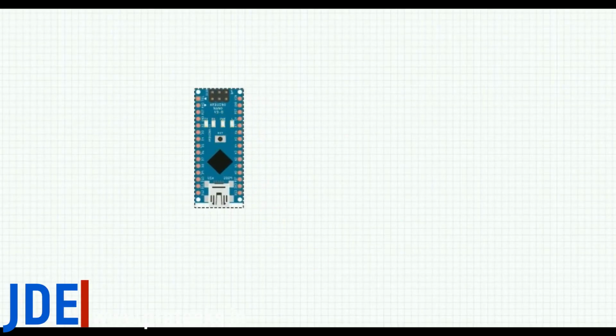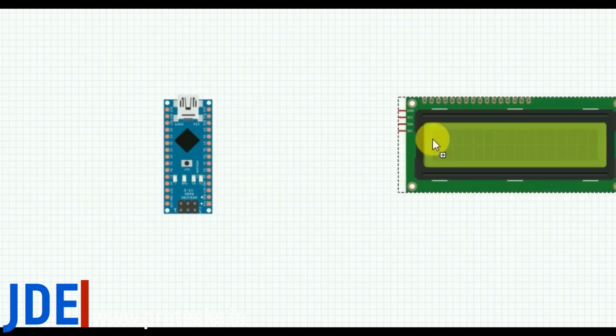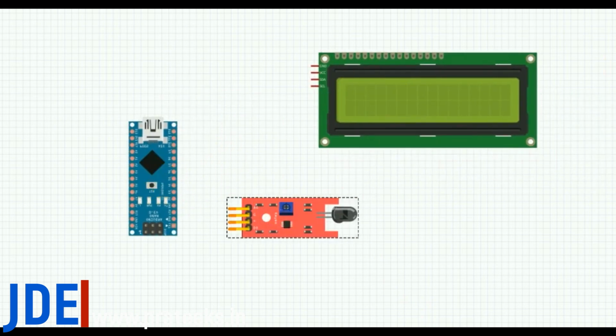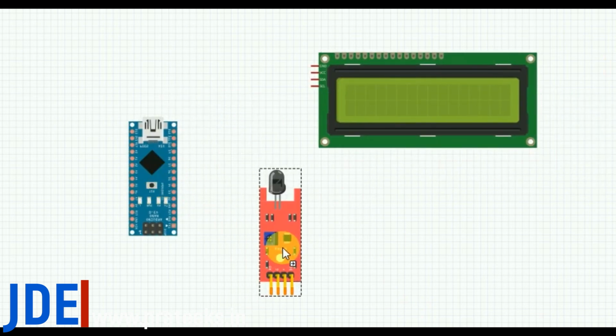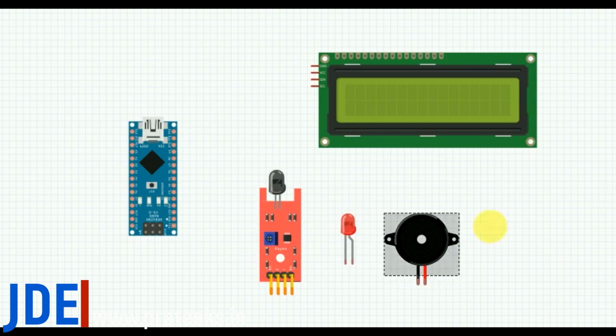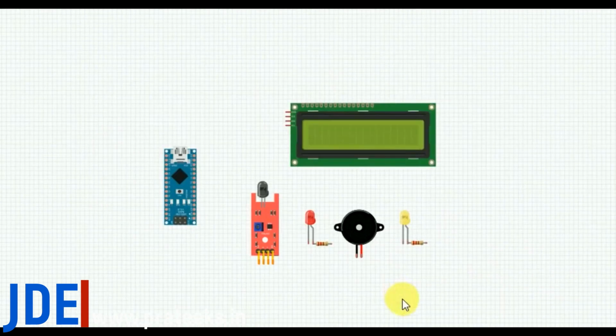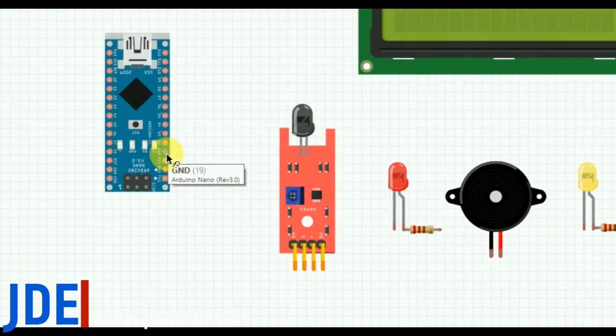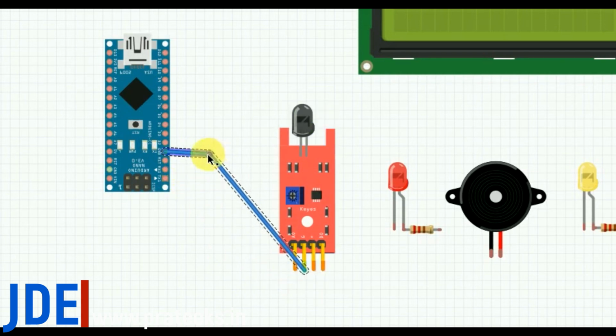For the circuit diagram, I am using Fritzing software, and first I arrange all the components like Arduino Nano, LCD module, flame sensor, red LED, buzzer and yellow LED, and 220 ohm resistor, and make the circuit diagram.